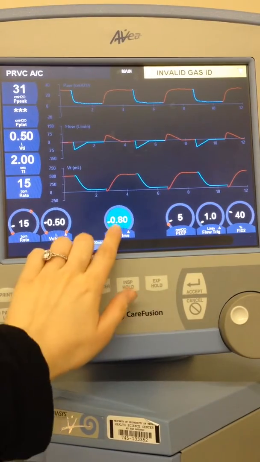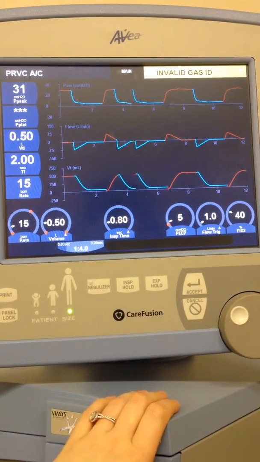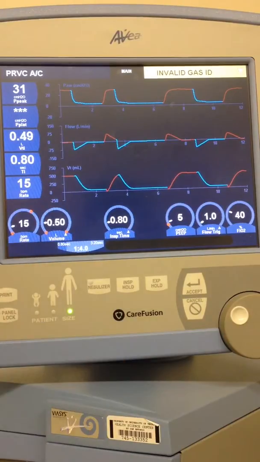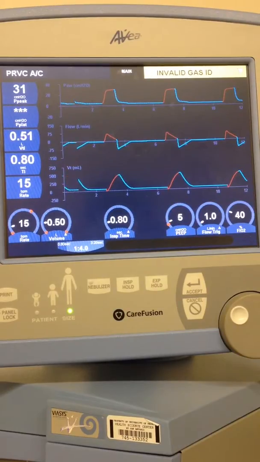Okay, so 2 seconds to 0.8 seconds. We can see our tidal volume went down by 10 mils and then up by 20 mils. So the ventilator is kind of honing in on that targeted tidal volume. And that is how PRVC works.